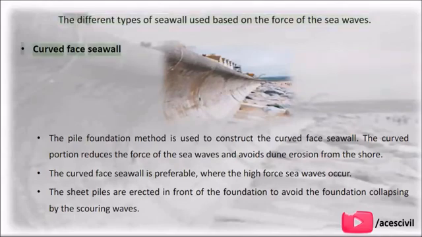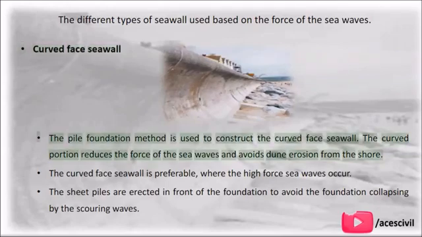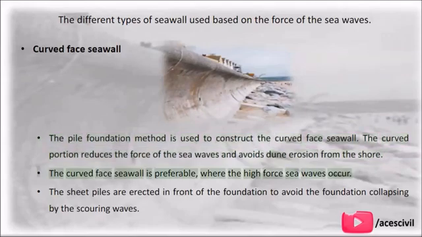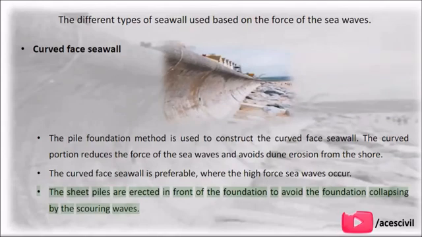Curved face seawall. The pile foundation method is used to construct the curved face seawall. The curved portion reduces the force of the sea waves and avoids dune erosion from the shore. The curved face seawall is preferable where high-force sea waves occur. The sheet piles are erected in front of the foundation to avoid the foundation collapsing by the scouring waves.